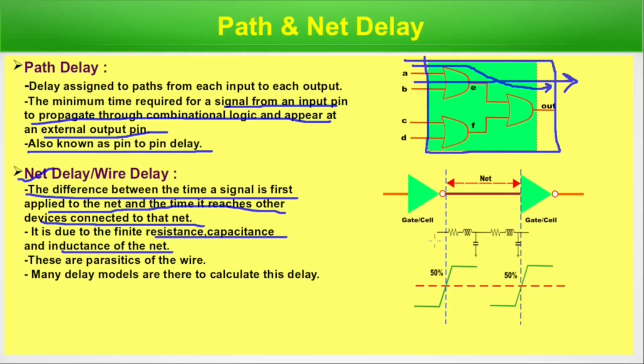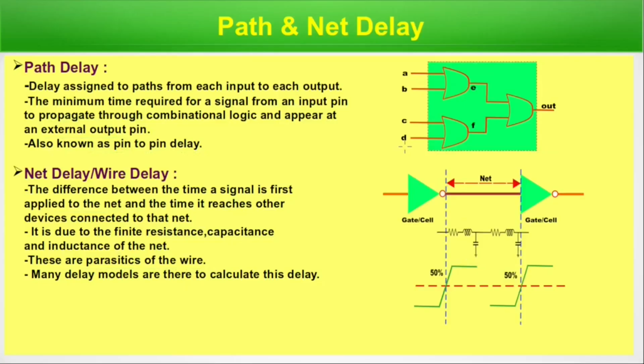Unlike our devices, because of its size, the inductance effect is also there. So we try to represent this net as a combination of resistance, inductance and capacitance, and these are basically the parasitics of the wire. Many delay models are there to calculate this delay, and we have already discussed those delay models and done their calculations in the previous series. So this is basically the net delay or wire delay. We are done with this slide. Now let's move to the next slide.